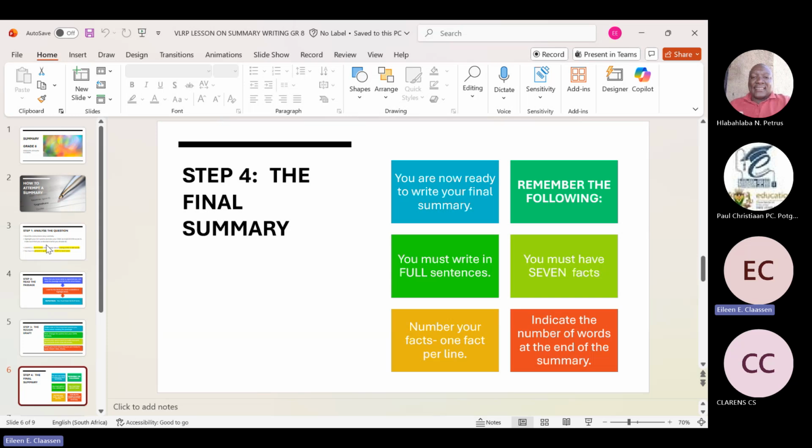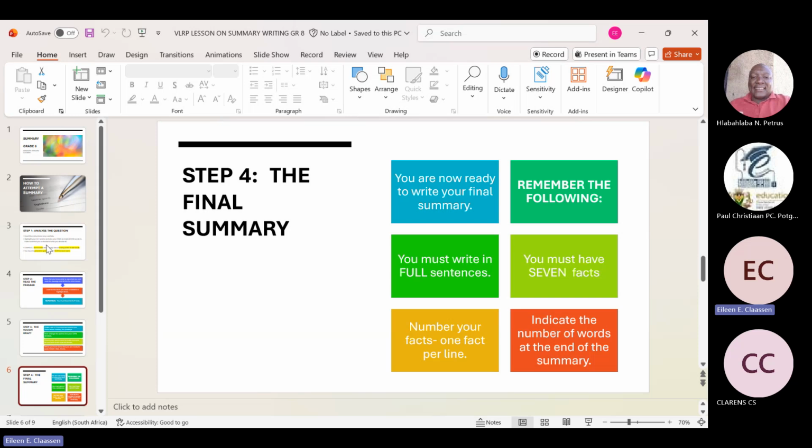You must write in a full sentence. So you can't just write a telegram style or just one or two words. It must be full sentences. You must have 7 facts. So the best way to do this is you number your facts, number 1, and you write your fact. And then even skip a line, number 2, and you write your fact. It looks neater and it's easier to mark for the teachers.